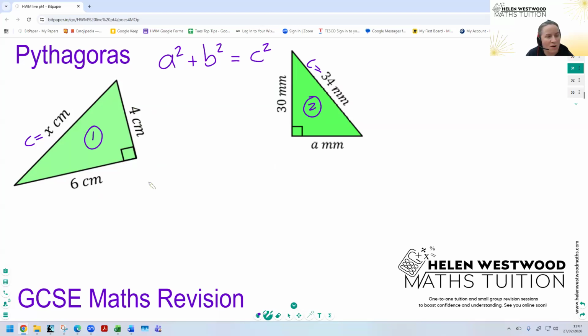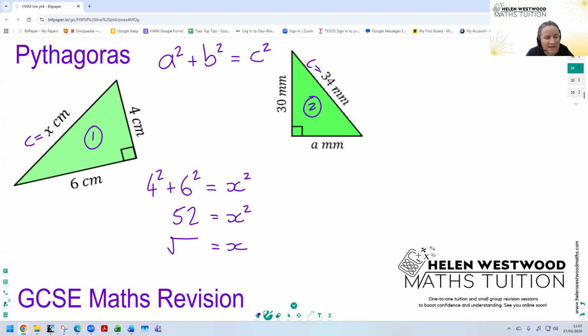For triangle number one, we could write that 4 squared plus 6 squared is equal to x squared, because we can see that the hypotenuse is labelled as x. And then when we work out 4 squared plus 6 squared, that gives us, of course, 16 plus 36. So 52 is equal to x squared, but we want what x is. So we need to square root that answer.